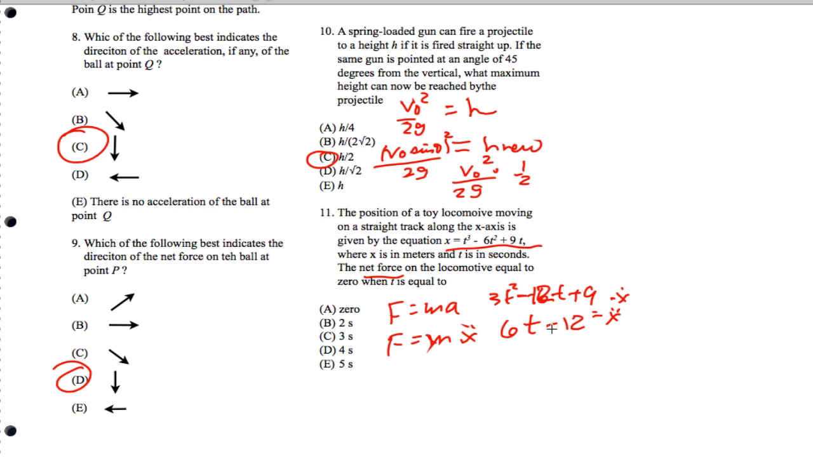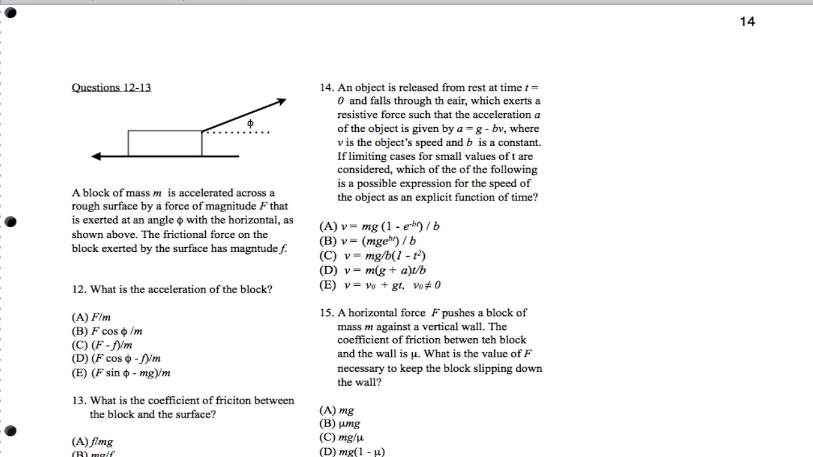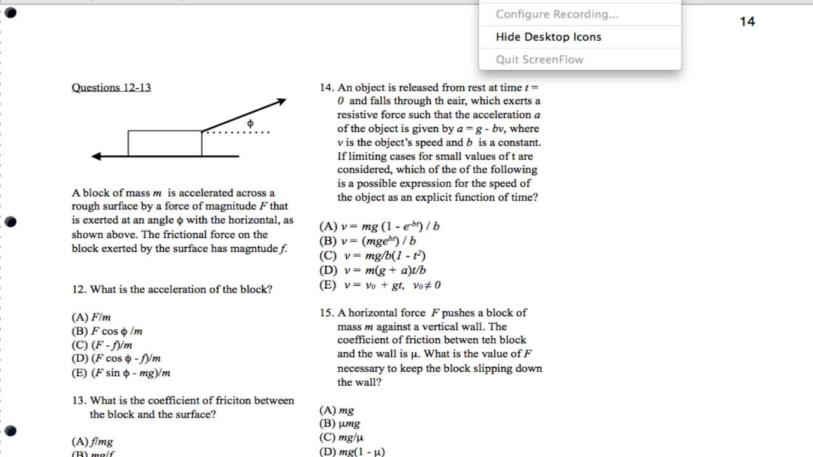Just out of curiosity, let me just solve for t when the acceleration is 0. 6t minus 12, that gives me t equals 2. And oh, notice they want to know when the net force is 0, and that happens at t equals 2. So good stuff. All right, let me just see how I am on time. Good.